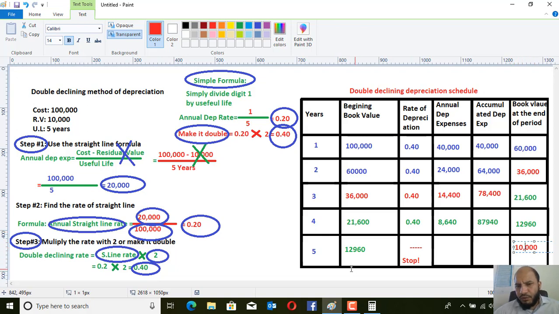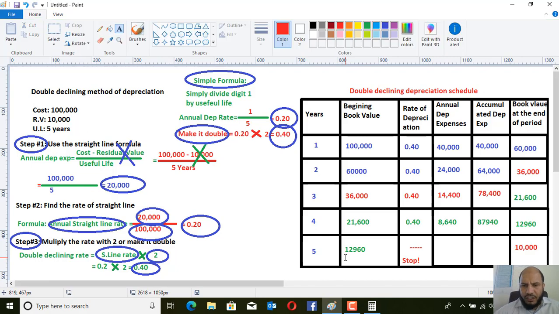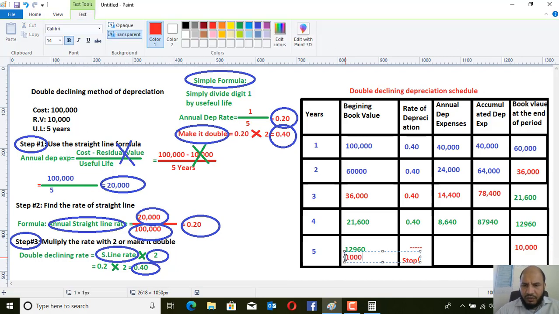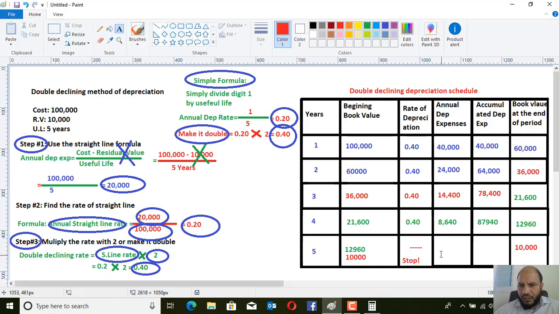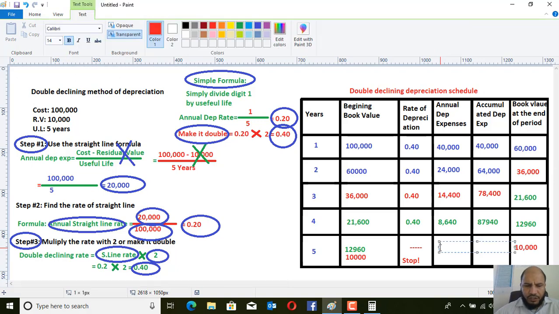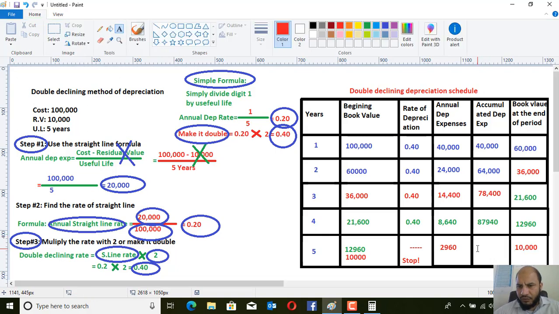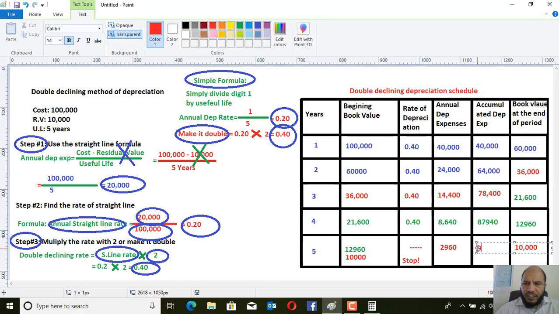So what we will do is directly deduct 10,000 from 12,960 rupees. So we will have the annual depreciation expense of 2,960. When we add this with the 87,040, we will have 90,000 as the accumulated depreciation. So this is what we call, dear students, the double declining method of depreciation.